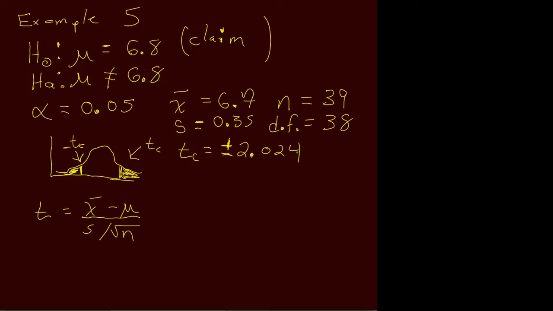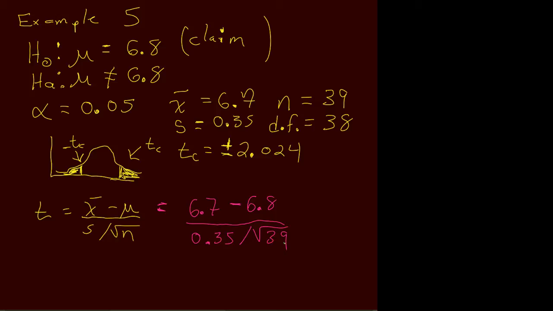All right, so let's calculate where my t actually ends up being. So I'm going to switch colors here so I can put things over top of the yellow. And so my average of my samples was 6.7. I'm going to subtract that from the claimed population average. I had a standard deviation of my samples of 0.35. I want to divide that by the square root of 39.